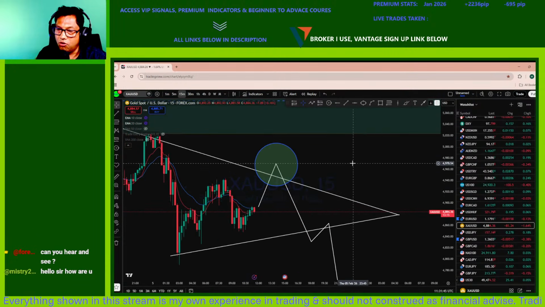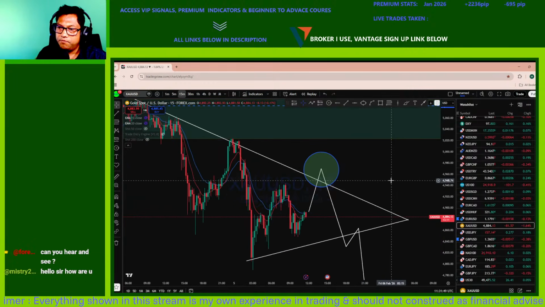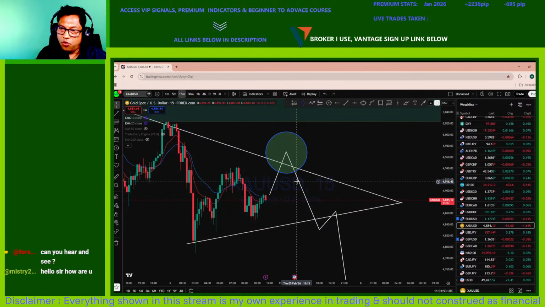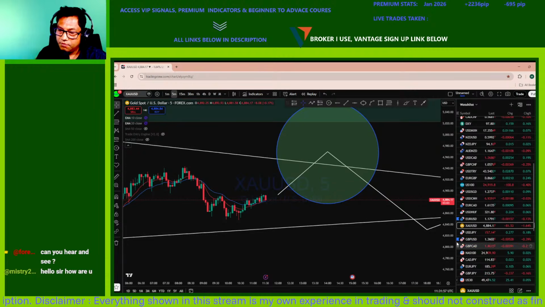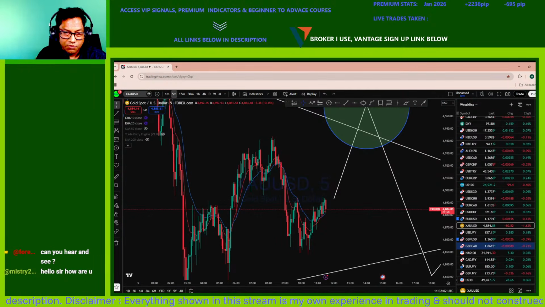Looking at this level on gold, a series of lower highs, and therefore we're looking at a rejection below here on the lower time frame for a sell entry in this market.